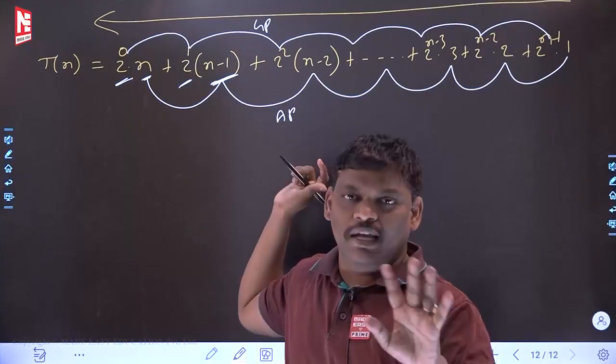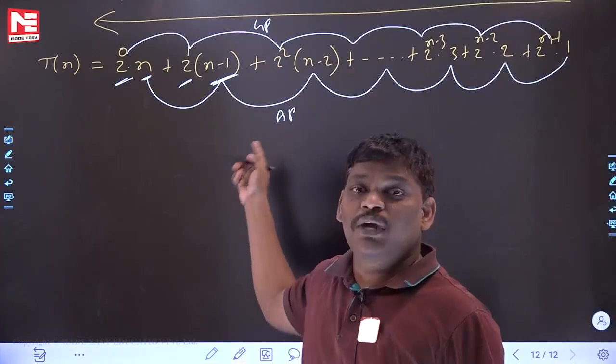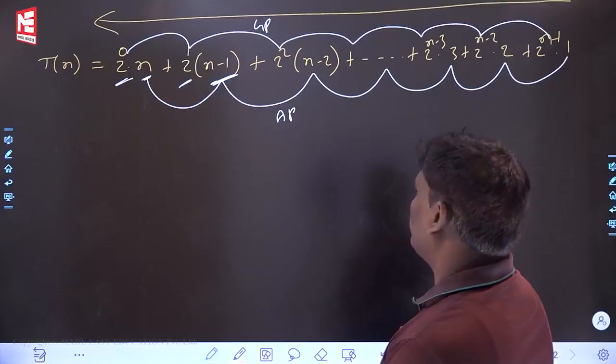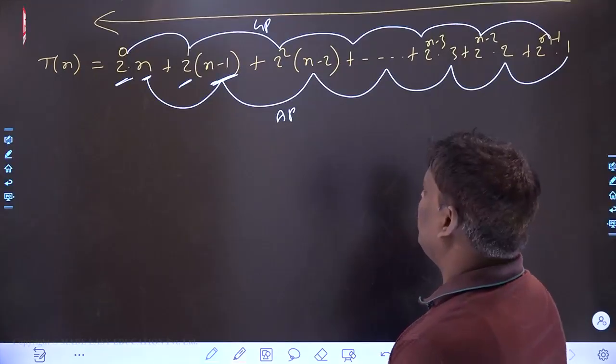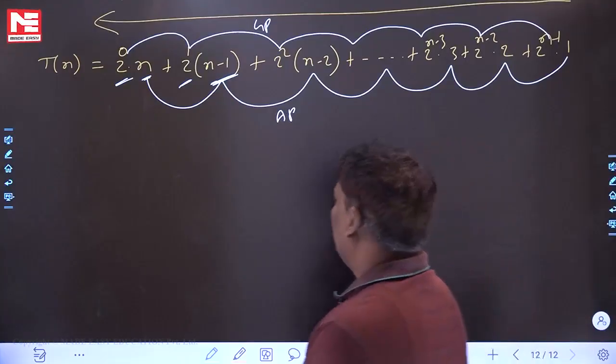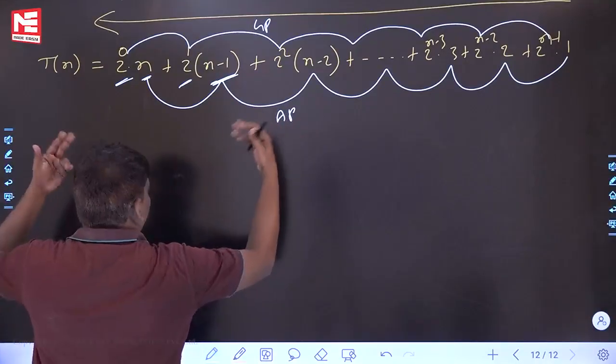How to solve it? I will explain. GP is there, AP is there. Can you read the GP series? 2 power 0, 2 power 1, 2 square and so on, 2 power n minus 1. Can you read the AP series? N minus 1, n minus 2, n minus 3 and so on, up to 1. I hope everything is fine now. Now see the next story.